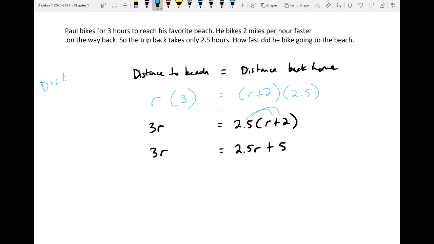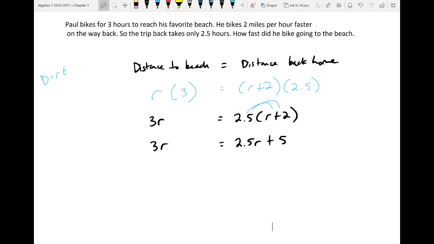Next, I need to subtract. I just reread the question: How fast did he bike going to the beach? Make sure I give the proper punctuation there. It's a question. I need to collect all the variable terms on one side. So I'm going to move over this 2.5r. Not p, it's r.